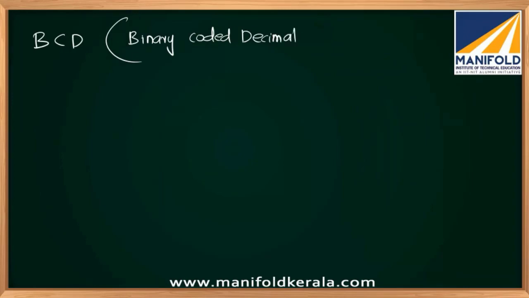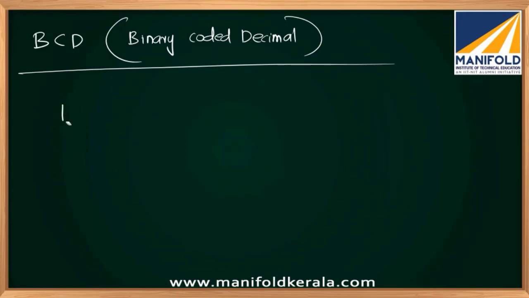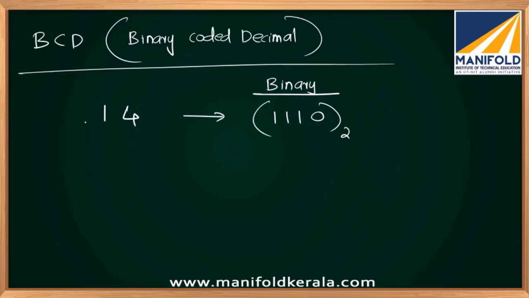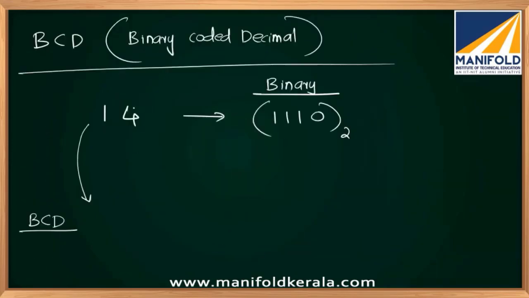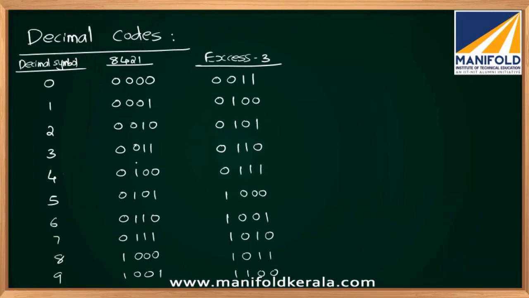This is one of the non-weighted number systems which we actually use for representing different quantities. Suppose in BCD you want to express, let me ask you, 14, right? Can you tell me what is the binary representation for 14? 1110, right? But the same 14, if you want to represent it in BCD format, you don't do it like binary encoding. What you do is you know the 8421 code for 4. What is the 8421 code for 4 actually?